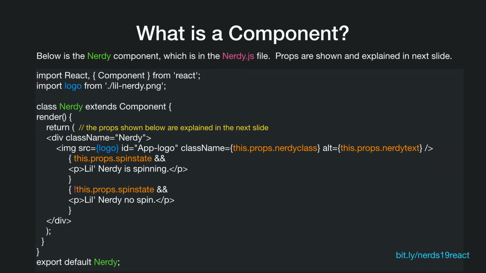I forgot to mention this, but it's kind of common convention to have your components be in a file of the same name. So this nerdy component is in a file called nerdy.js. You don't have to do that. You can actually have all your components in one file, but everybody does it this way to separate out components into files.